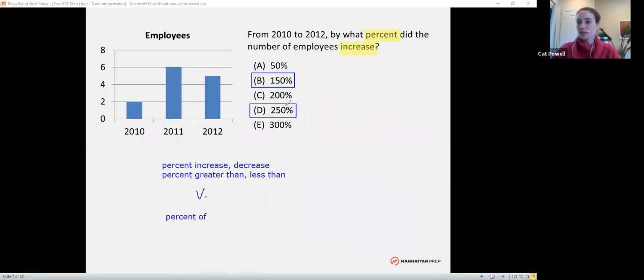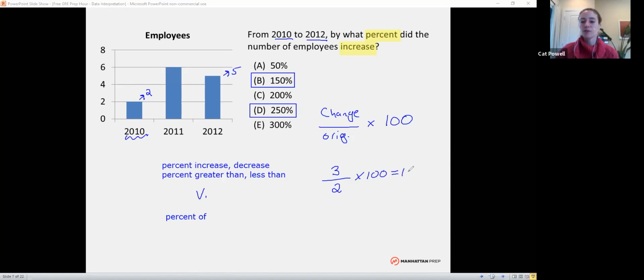And that, if anyone needs a refresher, is going to be change over original times 100. There are other ways to set it up too. You could set it up as a proportion. There are lots of ways to calculate percents, and they work well for different people. This is the one that I personally like. So if I'm dealing with 2010 to 2012, I'd say, okay, 2012 is 5, 2010 is 2. The difference between those is 3. My starting point here is 2010, and then I'm going to get 150%. And that's going to be my correct answer, which a lot of people got to, which is awesome.